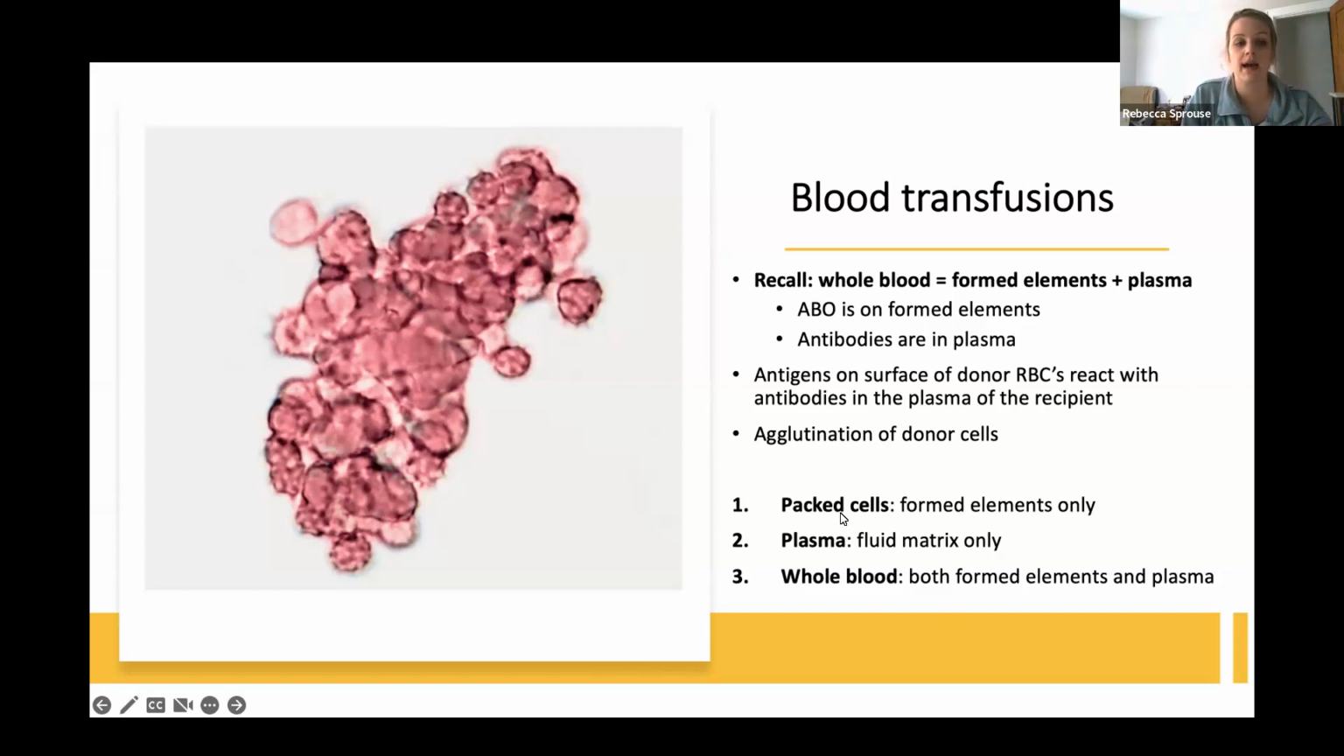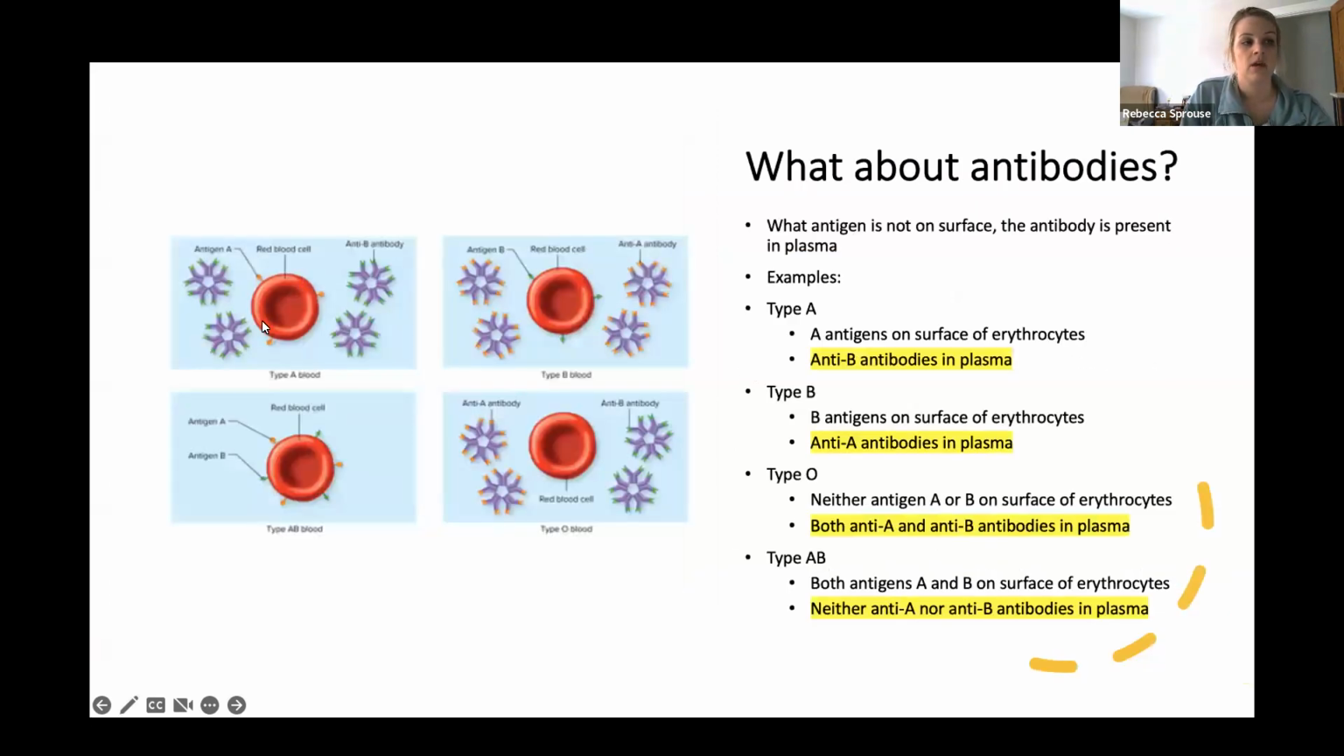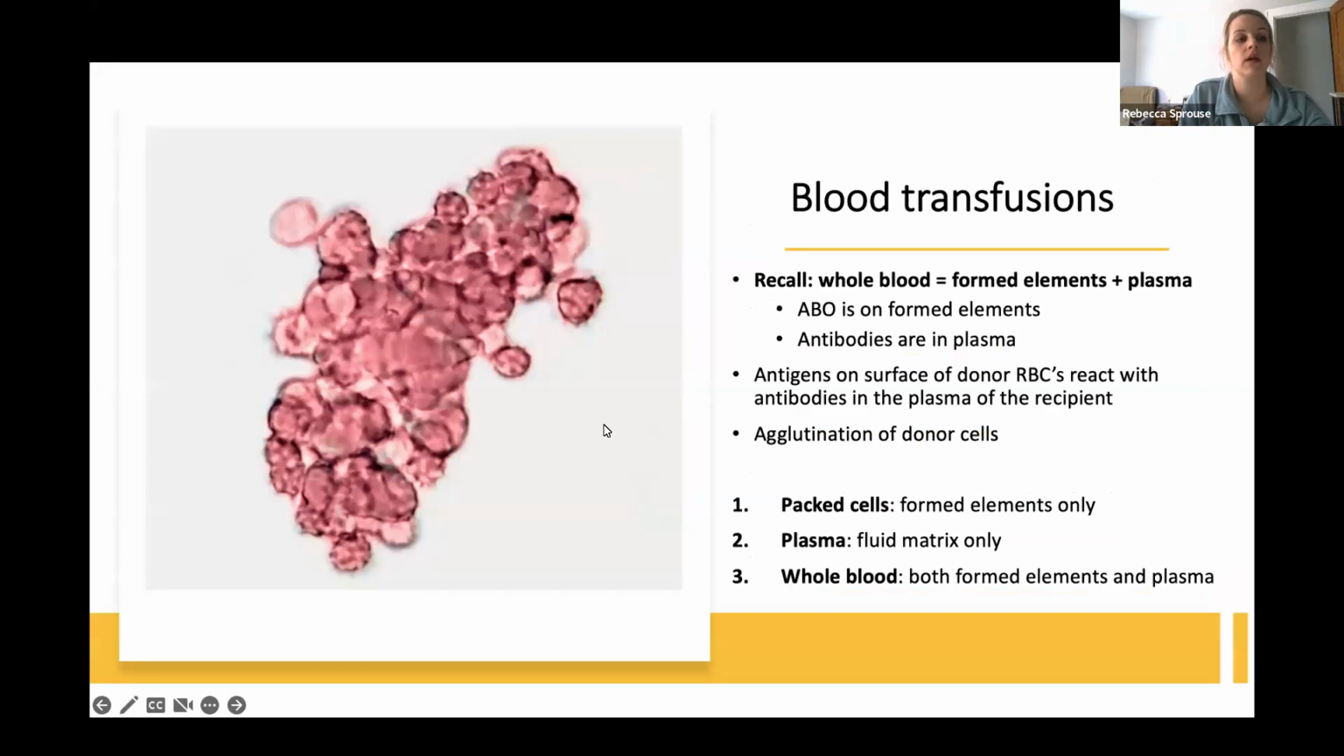You can just do a packed cell transfusion. In a packed cell transfusion, you're only transfusing the red blood cells and the antigens. You're not transfusing the antibodies as well. Now, what would be a benefit of this? Well, let's say that somebody has anemia and they are low in red blood cells with hemoglobin. Maybe their plasma levels are okay, but they are a little low in red blood cells. So maybe we give them packed cells.